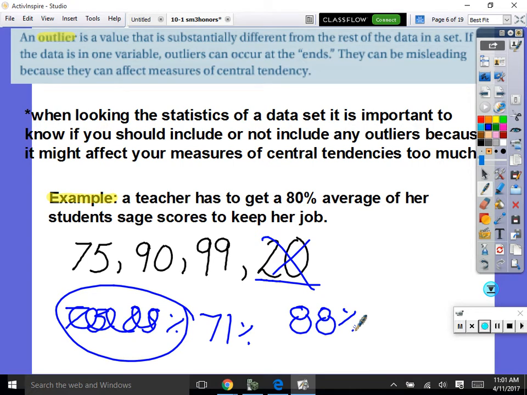Does that make sense, everybody? So that's why statistics is important, because of things like this. Well, that wouldn't be true because an outlier really is like an extreme. Does that make sense? You can't just pick, if that makes sense.